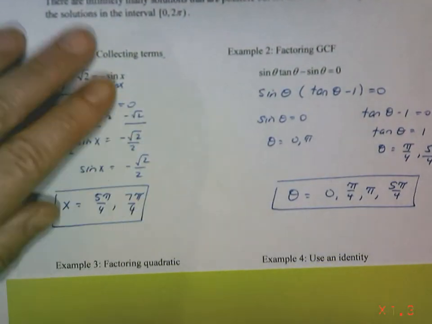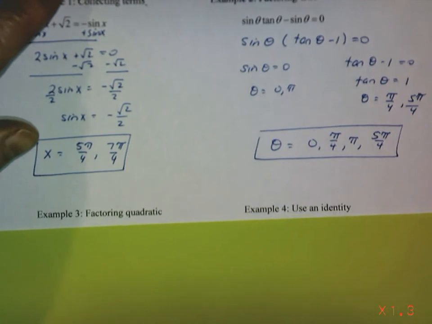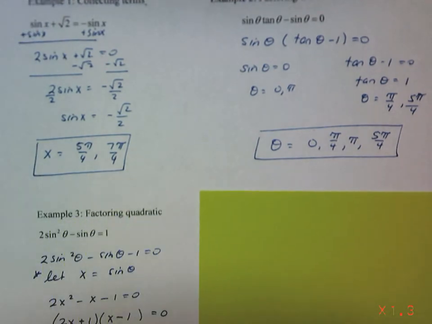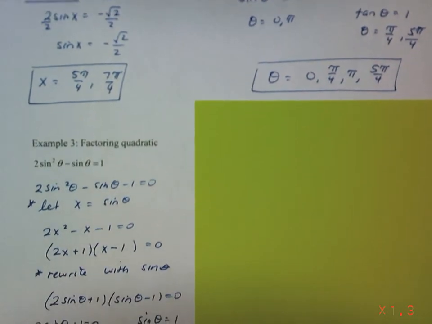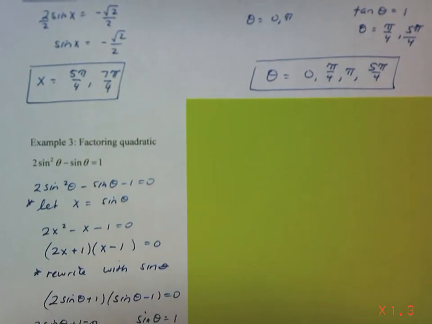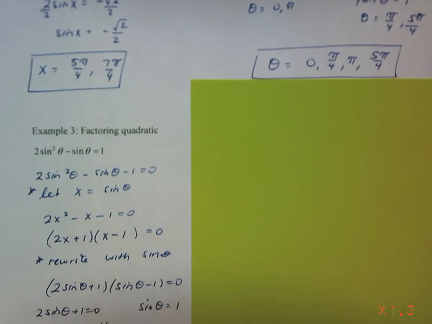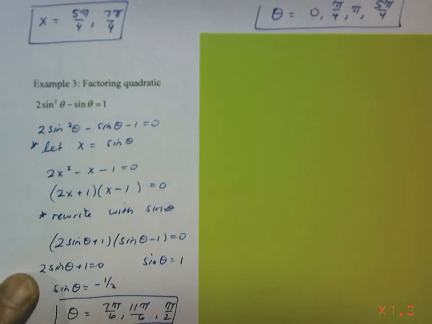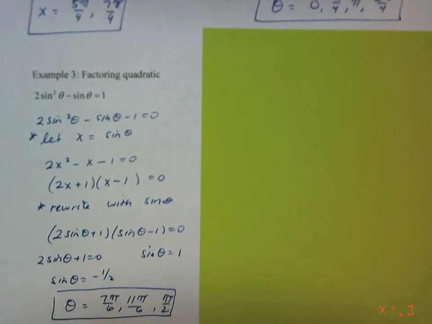The next two examples, one is going to be factoring a quadratic. In factoring a quadratic, what I'm going to see is in this case I've got 2 sine squared theta minus sine theta minus 1 equals 0. It's in quadratic form because I have a sine squared. So if you think of it this way, if I let x equal sine theta and I rewrite this, I would have 2x squared minus x minus 1 equals 0.